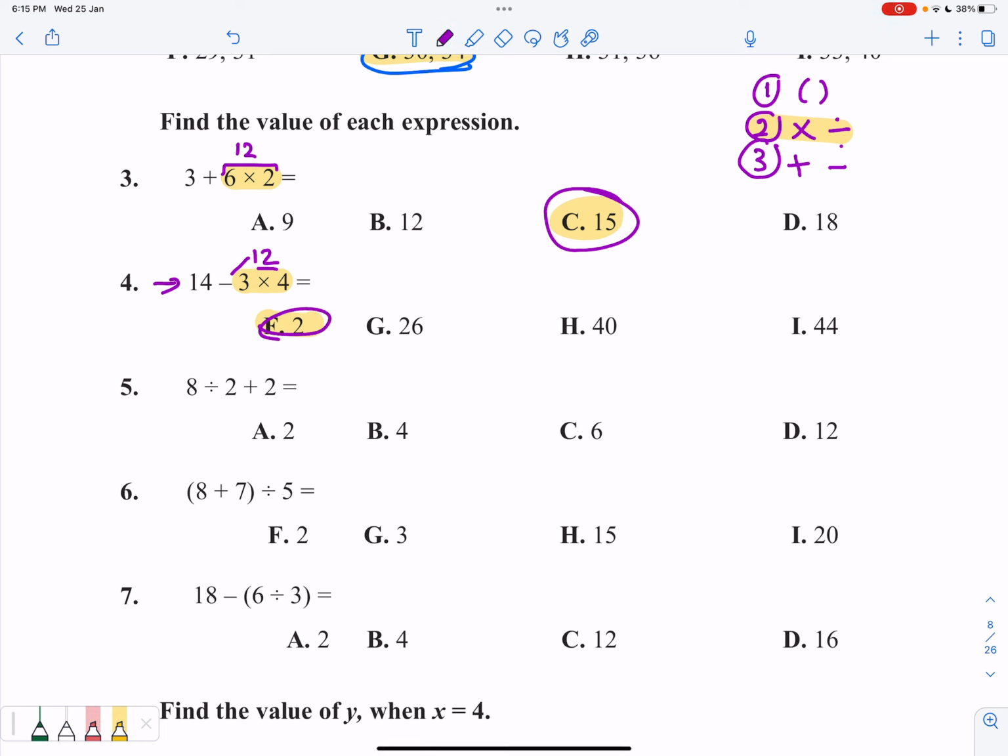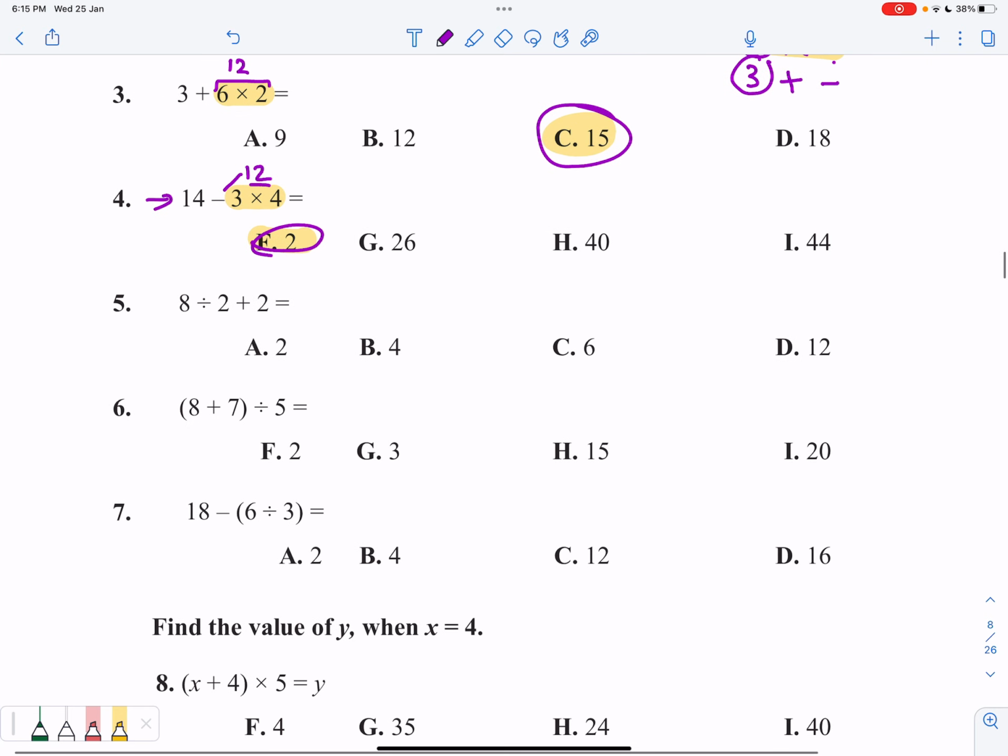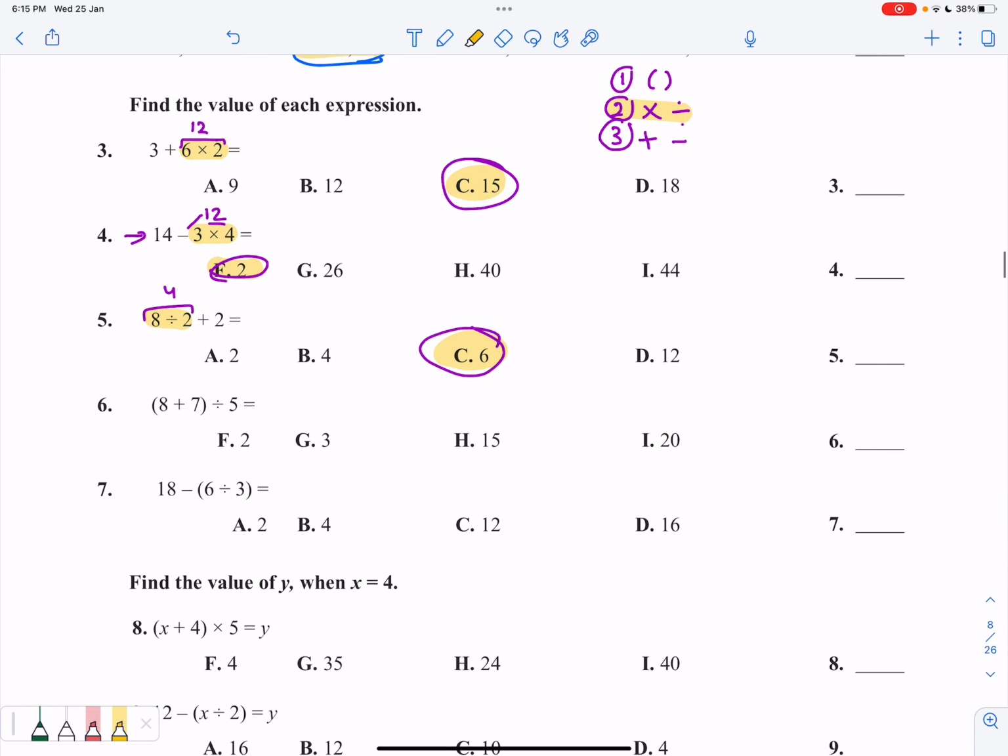After that, I have 8 divided by 2 plus 2. So I need, of course, to do the dividing first. 8 divided by 2 equals 4. 4 plus 2 equals 6. So 6 is the correct answer. After that, I have question 6 that has parentheses. If you can see here, these are the parentheses. So directly we do them first. 8 plus 7 equals 15. 15 divided by 5 equals 3. So the correct answer is 3, which is answer G.